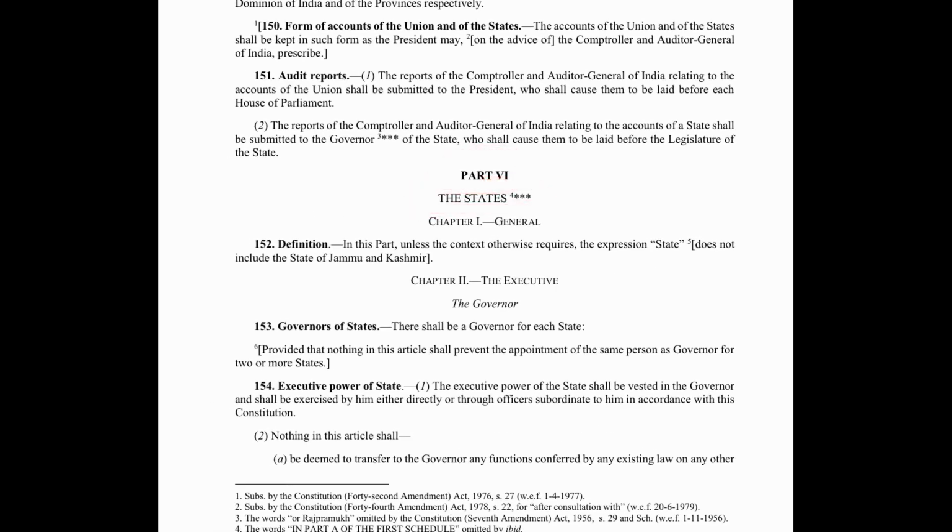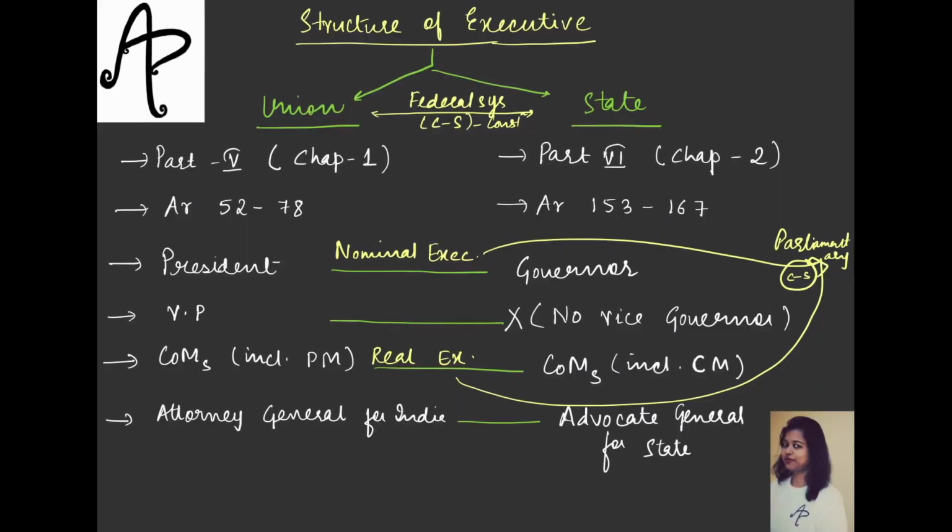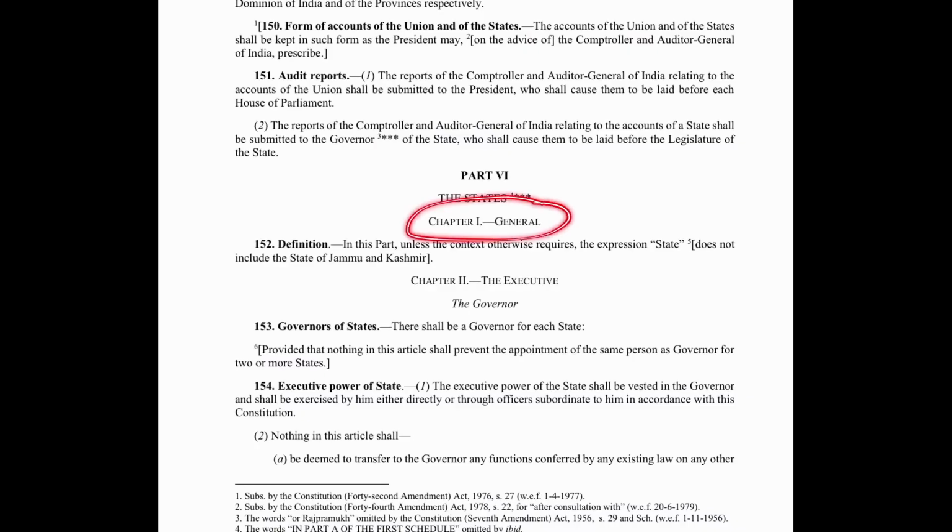Now हमने क्या देखा था कि Part 6 States में जो Chapter 2 है वो talks about the State Executive. इसमें Chapter 1 था directly, इसमें Chapter 2 है. So what was that Chapter 1? Chapter 1 was general, talking about that in this part unless the context otherwise requires. So if there is anything mentioned apart from what is given in the article, the expression State will not include the State of Jammu Kashmir.